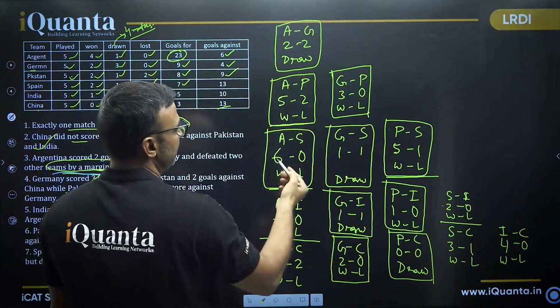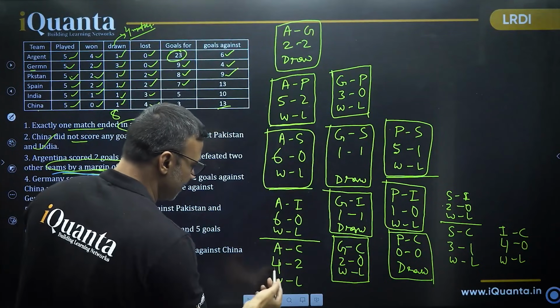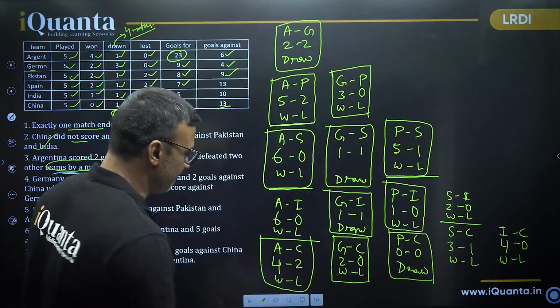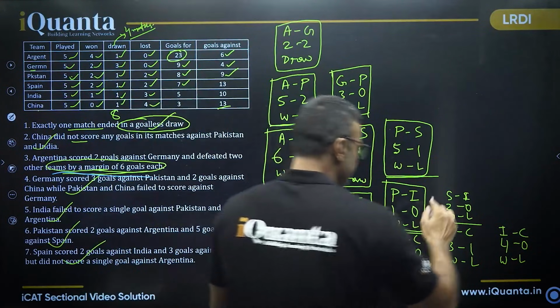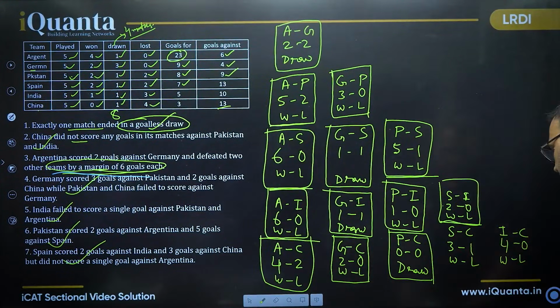Now just see, everything else falls in place. Argentina: 2 and 5, 7 and 6, 13 and 6, 19 and 4, 23. We had completed this match. We have completed this match. We have completed this match.